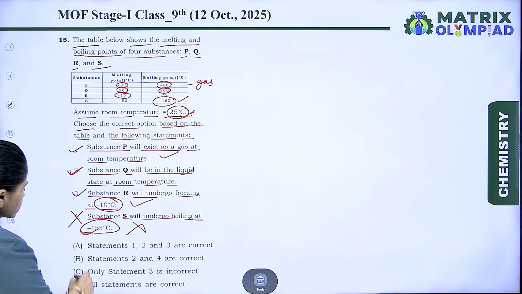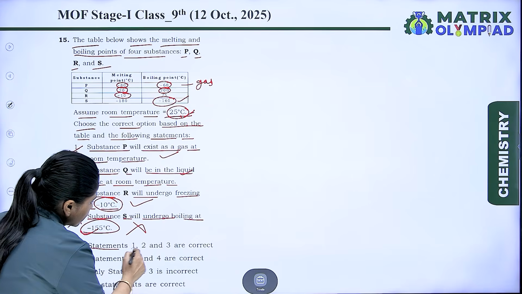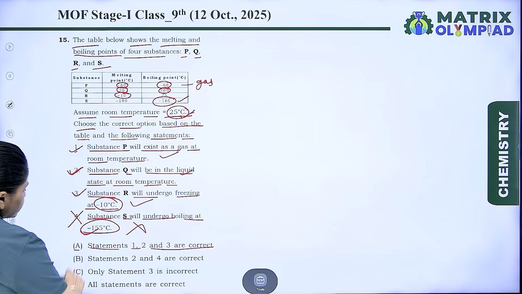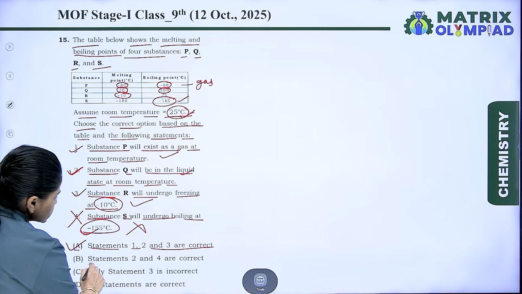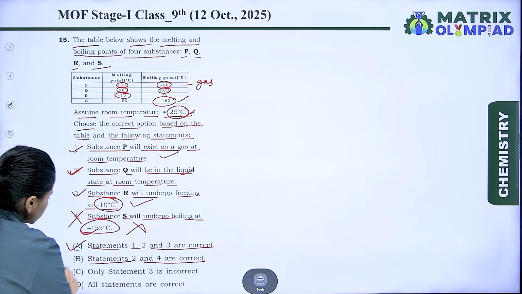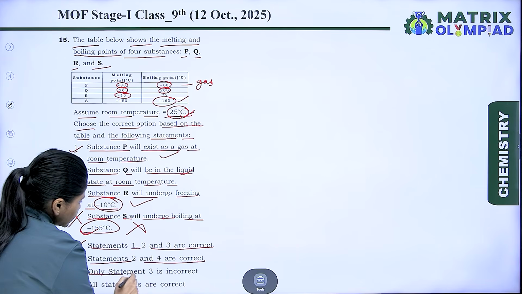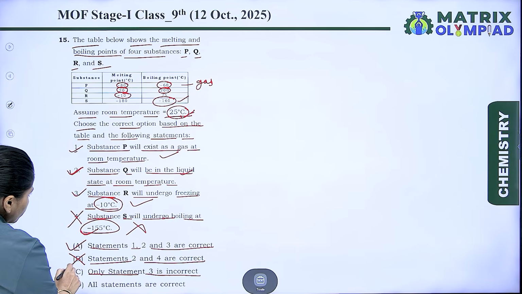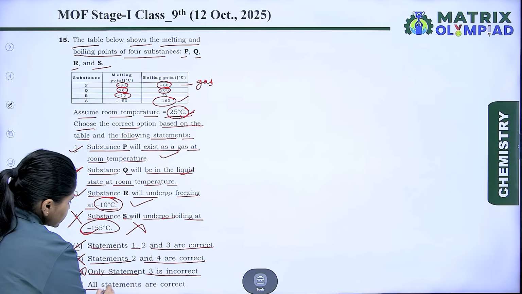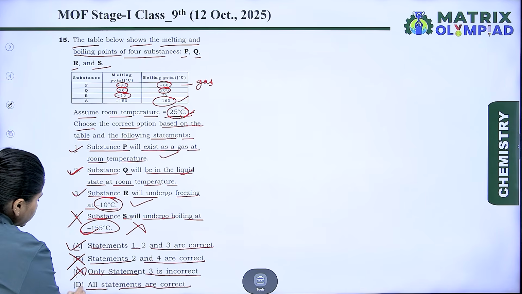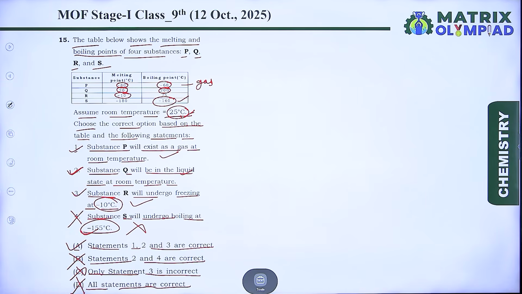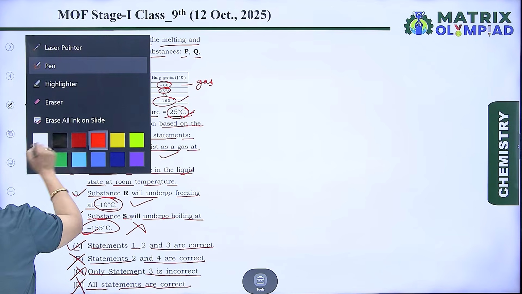Let's check the options. Option A, statements 1, 2 and 3 are correct. Yes, this is true. Statements 2 and 4 are correct. No, it is wrong. Only statement 3 is incorrect. No, it is also wrong. All statements are correct. No, it is also wrong. So, the option A is correct.